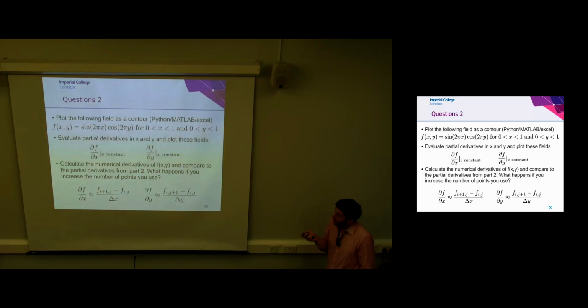And then you're going to evaluate the partial derivatives both directly, by hand, using the actual underlying function here, and then calculate the numerical derivatives as we had before, and then compare the two answers. And then start to look at what happens as this approximation improves, so as you get finer resolution in that case. Does that make sense? Has everyone done some plotting before in MATLAB and things? No? Okay, give me a shout, I'm happy to help.